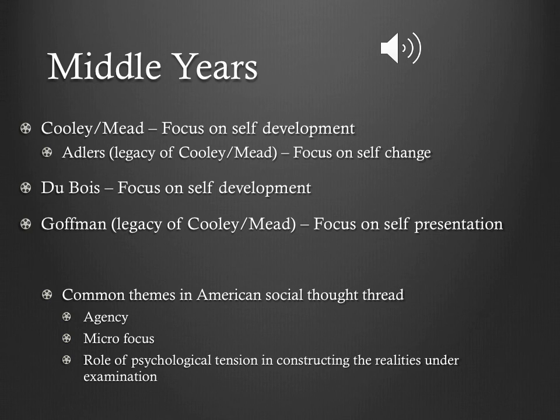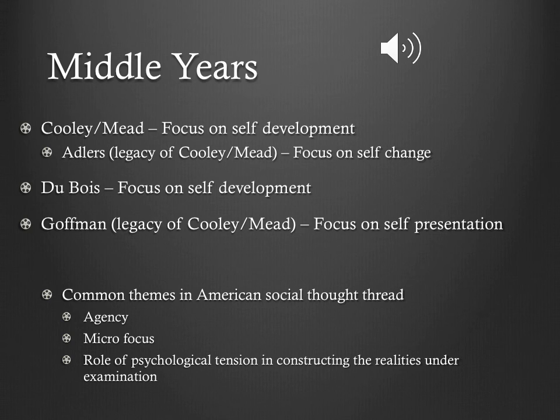So, it doesn't matter if they're focusing on self-development, self-change, or self-presentation. Psychological tension is a driving force in all those examinations. So we'll leave that there for now. A nice, short and sweet overview of the middle years, American social thought.